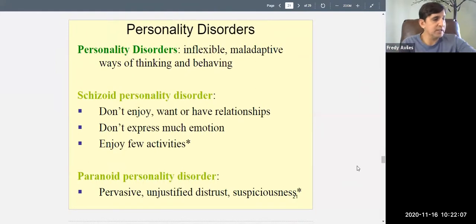Let's keep going. Now we're going to get into some really interesting stuff, okay? There are also personality disorders. Personality disorders are when people have developed inflexible, maladaptive ways of thinking and behaving. Personality disorders are basically just personality problems that people have developed.